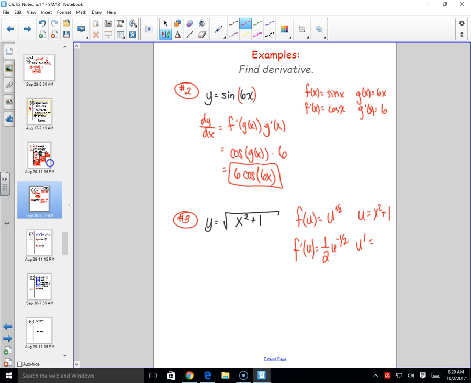U prime would be 2x. Sorry, that u prime looks pretty atrocious. So then, chain rule would say, how to take the derivative of f of u? Good. F prime of u times u prime. So you bring down the 1/2. Take the u, which is x squared plus 1, to the negative 1/2, times 2x.